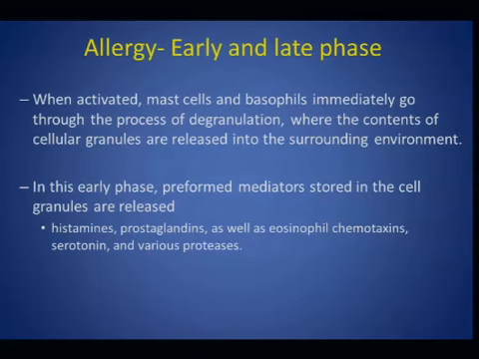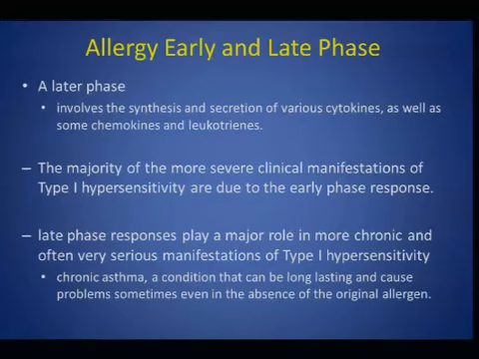These are the early phase responses: histamines, prostaglandins, chemotaxins, and various others. This is why you take antihistamines, by the way. Then there is a later phase in which there is further activation. There is secretion of various different cytokines, which in turn exacerbate the response, and continue on and sometimes have chronic responses, just like in chronic asthma, okay? But most of the severe clinical manifestations are usually due to the early phase response, if you get an asthma attack.